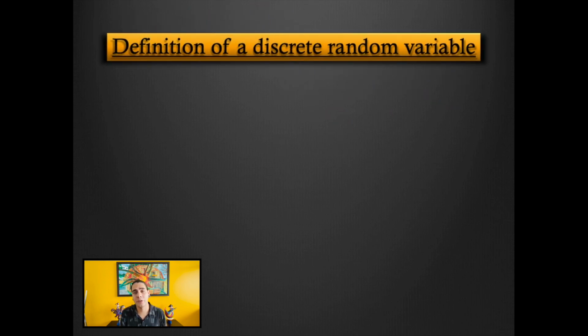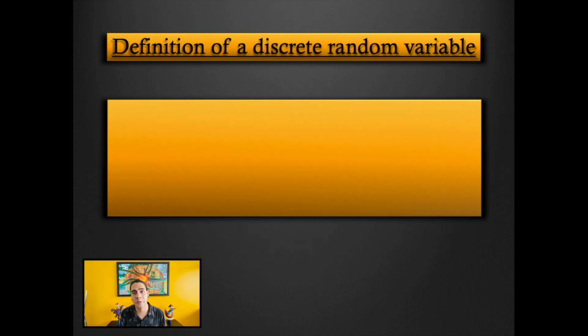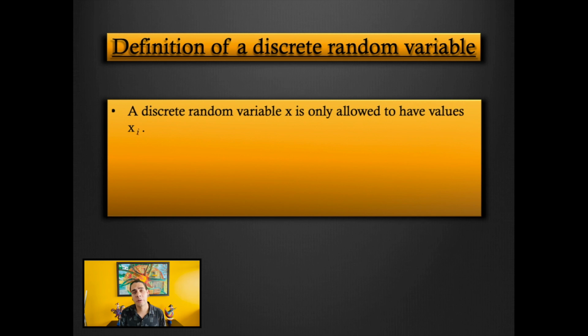So the first thing I wanted to describe to you guys is what a discrete random variable is. A discrete random variable is a number that we don't know exactly, so we represent it with the letter x. What we do know is that it has a probability of equaling certain values and zero probability of equaling other values. To organize the values that it is allowed to equal, we use index notation. For example, x sub 1 could be one value, x sub 2 could be another value, and so on.